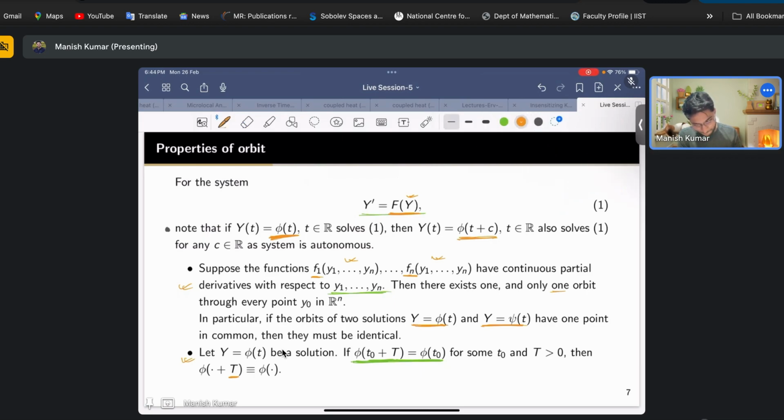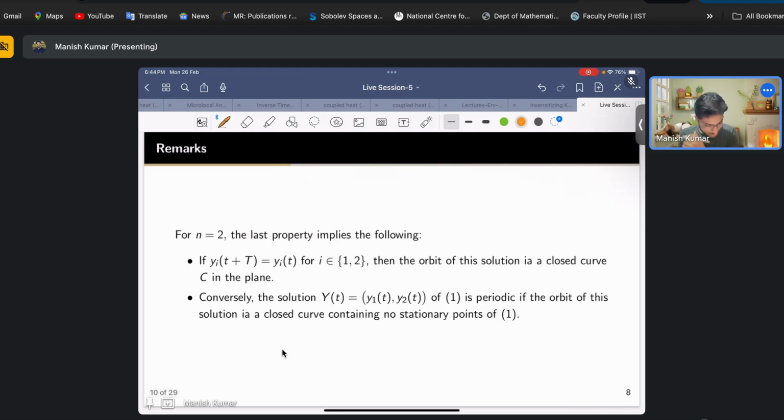And in 2D you know that this is a closed curve kind of thing. This is what is written here, that if you have this kind of property, then the orbit of this solution is closed, right? The graph of this solution will be closed.